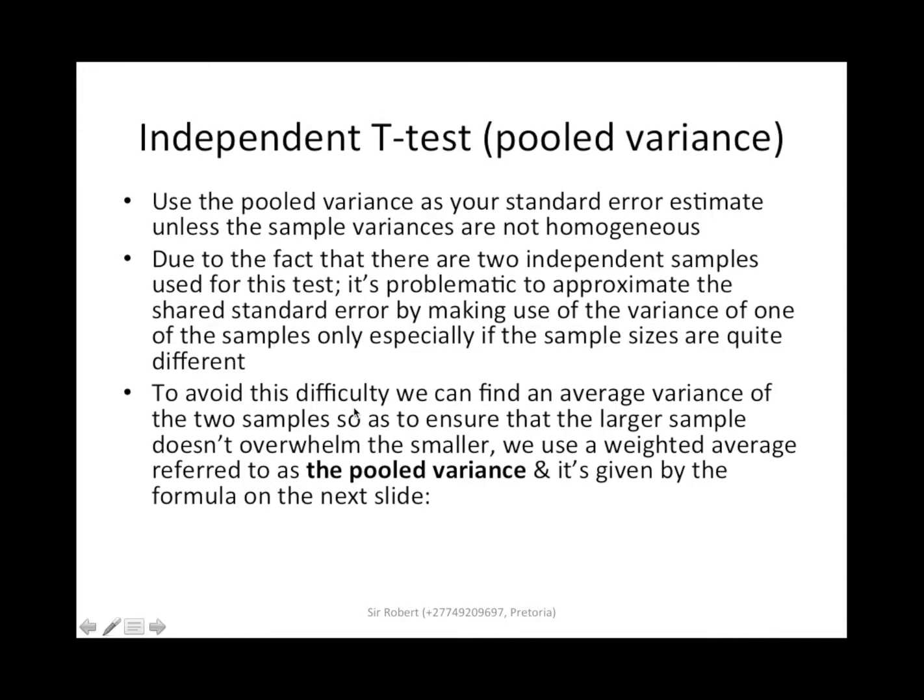To avoid this difficulty, we find an average variance of the two samples so as to ensure that the larger sample doesn't overwhelm the smaller. We use a weighted average, referred to as the pooled variance. It's given by the formula on the next slide.